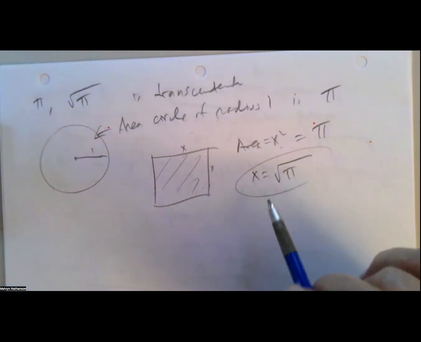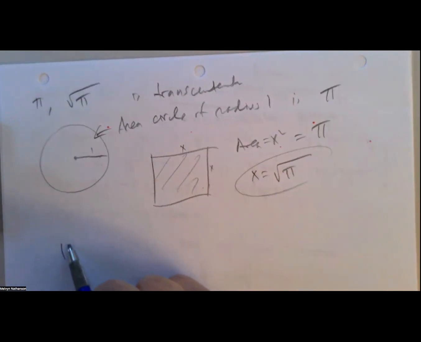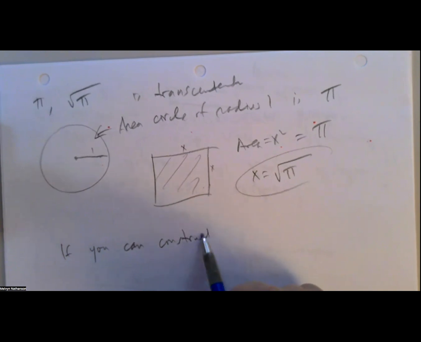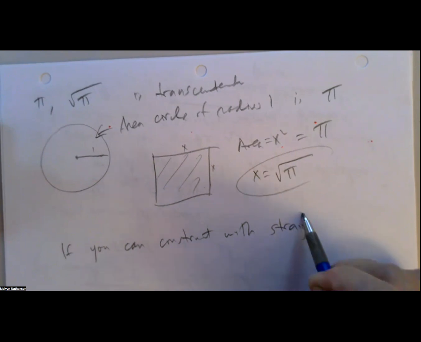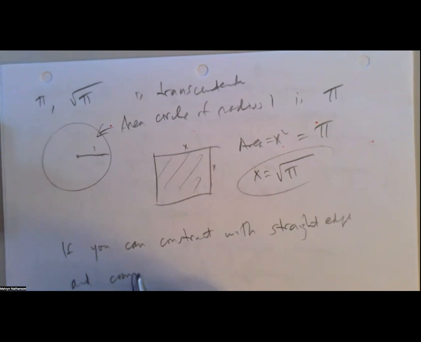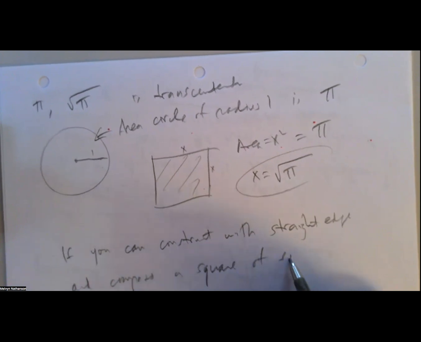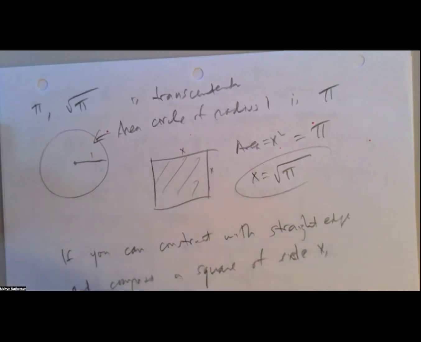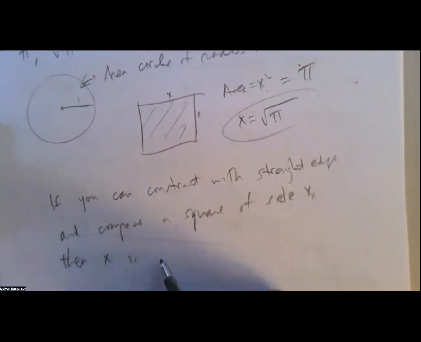And one can show that if you can construct with straight edge and compass a square of side x, then this number x is algebraic.